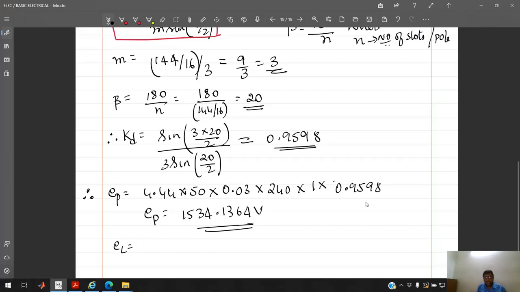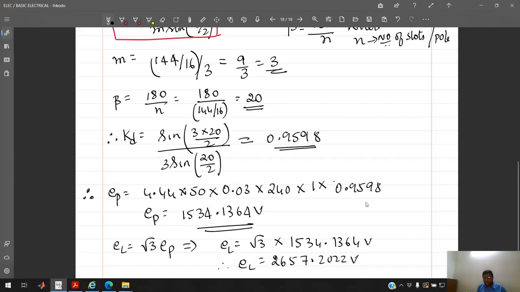Now line voltage, you know that it is root 3 times EP for a star connection. That implies EL equal to root 3 times 1534.1364 volts. So therefore EL will be equal to 2657.2022 volts. So this is the value of the line voltage you are getting. So there are no more problems in module 5 which is given in model question paper 2. So this ends all the problems from model question paper 2 of VTU model question papers.